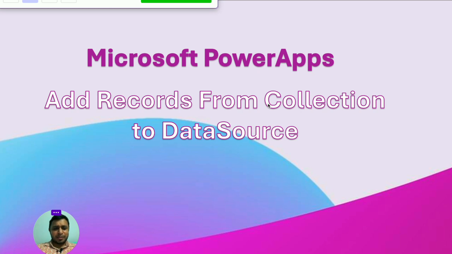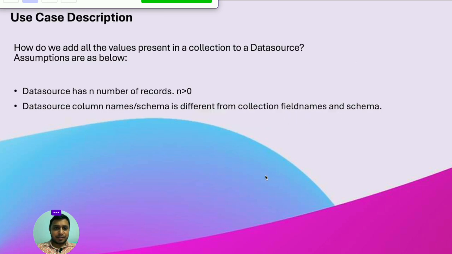So it's a quick solution, but this problem I've seen in many places and many people have been looking into it, and there's a straightforward solution to it. But I thought let's put this together and see how exactly it works. Right. So our problem statement is, how do we add all the values present in a collection to a data source?